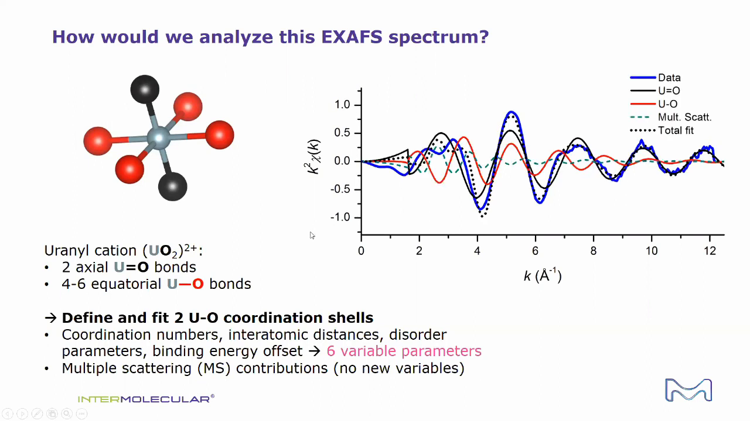What we'll get is a fit, shown as the dotted line here, which is the sum of these different contributions: the contribution from the trans-dioxo oxygens, the contributions from the equatorial oxygens, as well as multiple scattering contributions. You can see we end up with a pretty decent fit to this relatively simple structure. The problem is, if we have something that's a lot more complex than this, it can be hard to model this discretely with just a limited set of coordination shells and get any kind of useful information out of it.